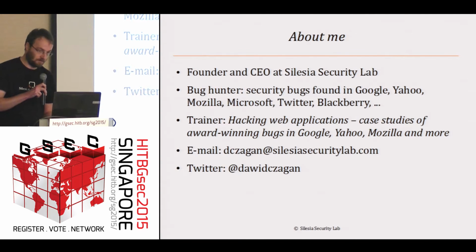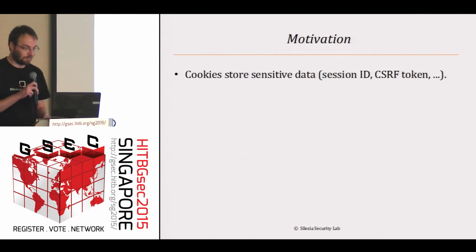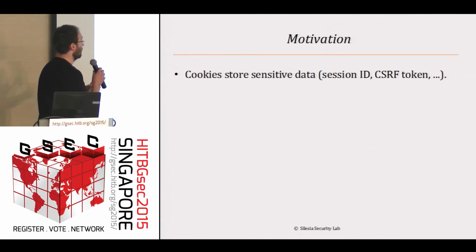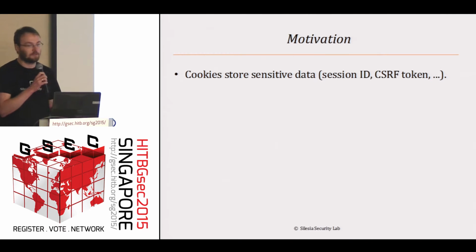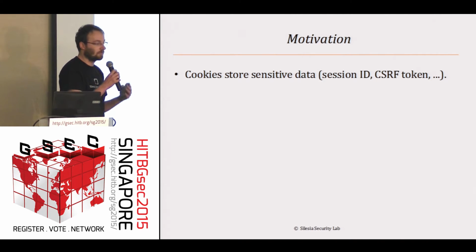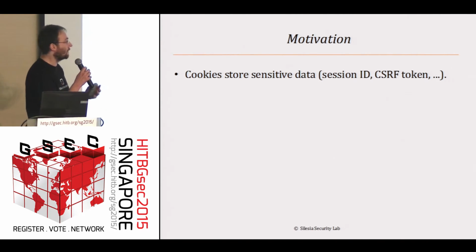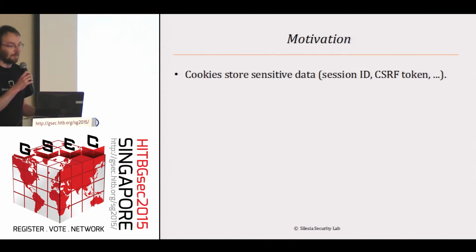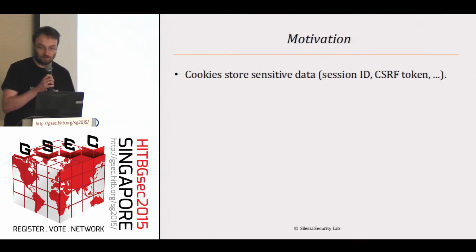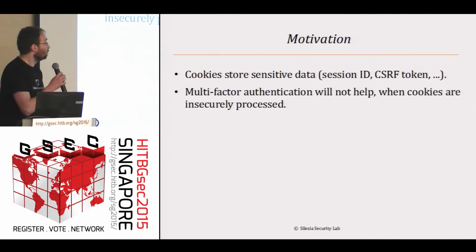Just a second. Oh, it works. Okay. So what's the motivation to prepare this talk? The main motivation is that cookies store sensitive data, and if a cookie stores sensitive data like session ID, cross-site request forgery token, or anything else interesting and dependent on the app, that's why it is automatically interesting for an attacker. That's the motivation number one.